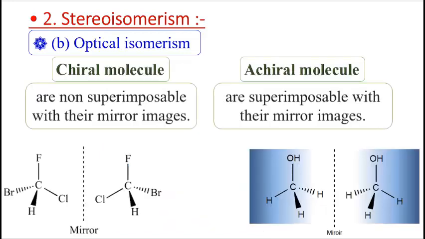What is the difference between chiral and achiral molecules? Chiral molecules are non-superimposable with their mirror image. Achiral molecules are superimposable with their mirror image.